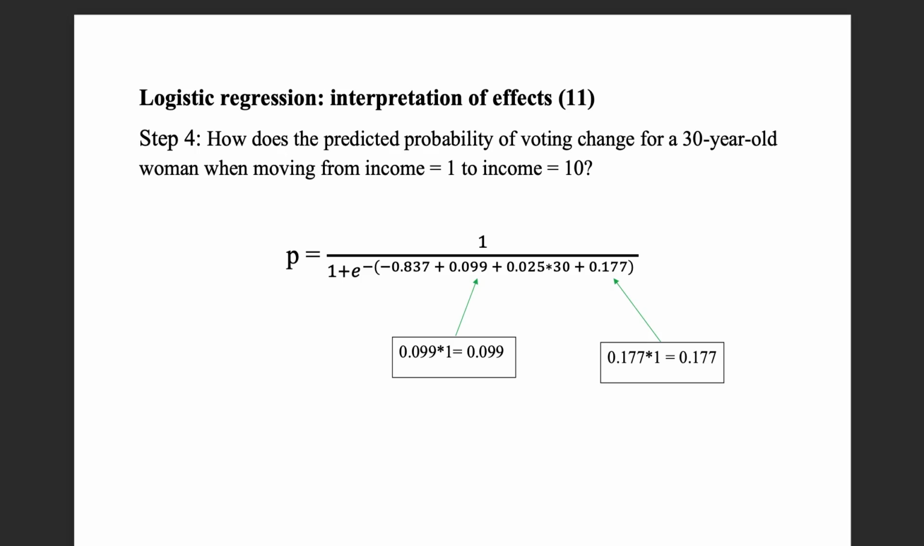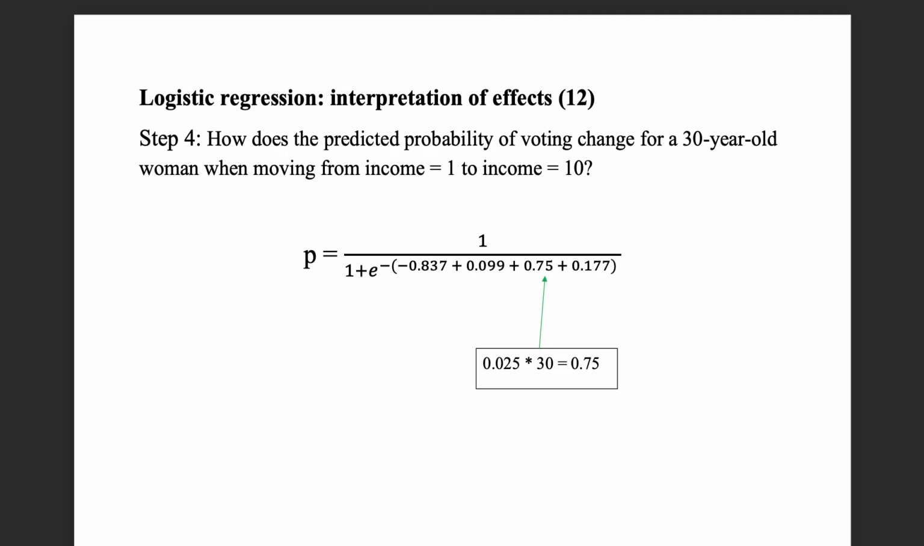So that's the female dummy coefficient and the coefficient for age, because those both get the value 1. So I can just multiply those by 1, which means that we get the same value. So now we have already simplified our model a little bit to minus 0.837 plus 0.099, the coefficient for the female dummy multiplied by 1, plus 0.025 times 30, plus 1 times 0.177, the coefficient for income multiplied by 1, because we are looking at the predicted probability for income decile 1, the first income decile.